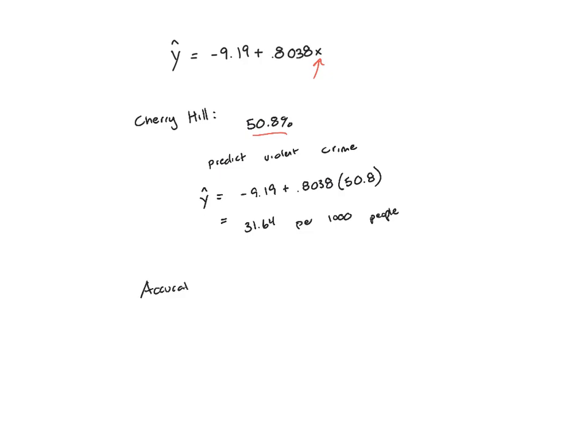So, are we accurate? Well, it turns out that in Cherry Hill, the number of violent crimes per 1,000 people is only 23.5. So in reality, the violent crime number is actually lower than what we predicted. We can measure how accurate we are by calculating what's called a residual. A residual measures how far our observation is from our expectation. So it's our observation minus our expected value.